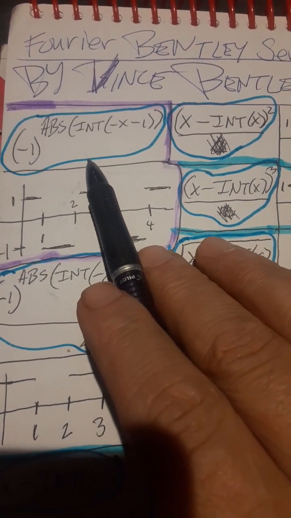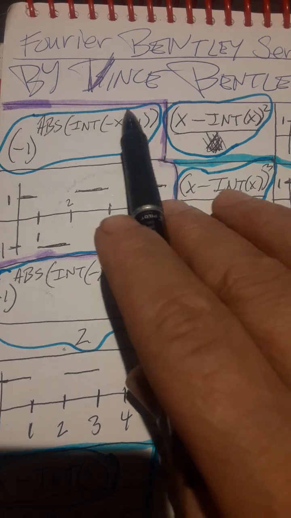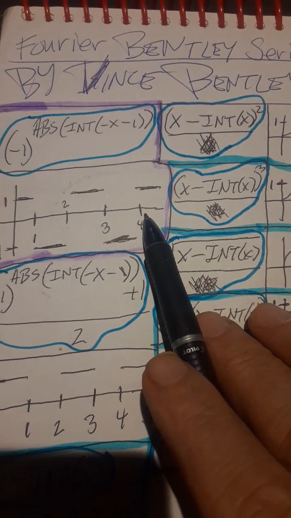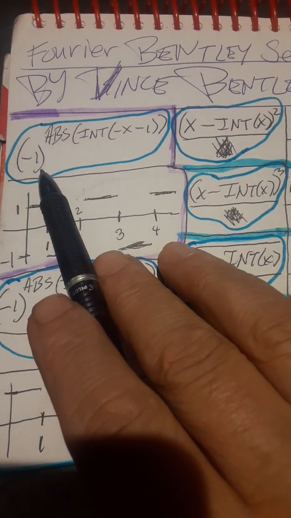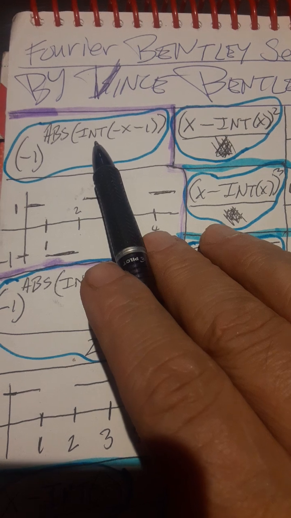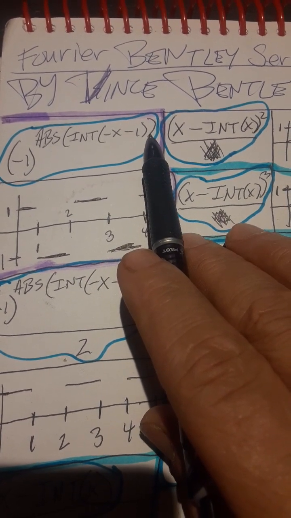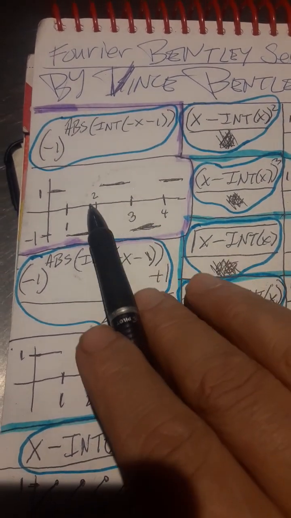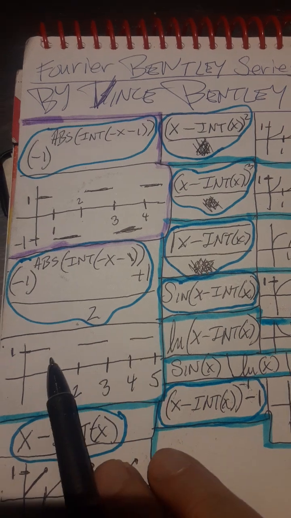So if you go to your calculator or some graphing utility and you graph y equals this function, you will get this signal right here, this infinite signal. This is -1 to the absolute value of the integer value. This is the integer value of -x minus 1. Okay. There's one example.